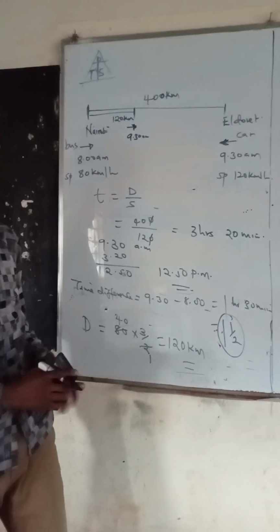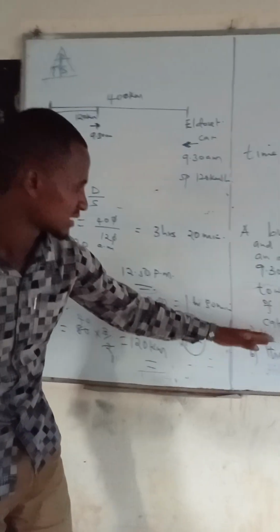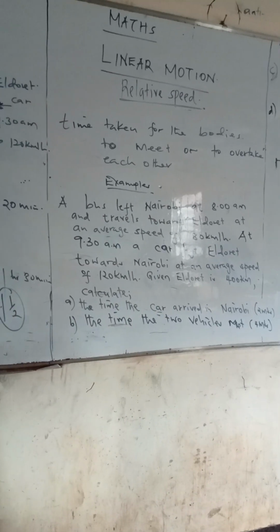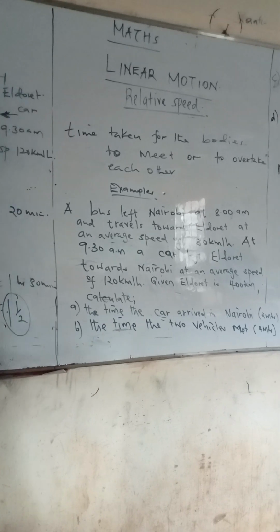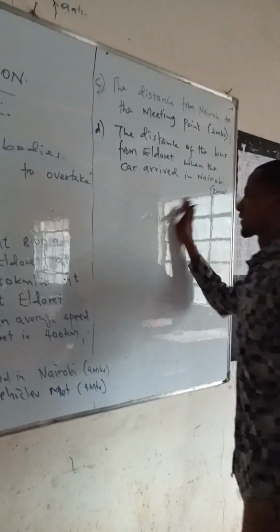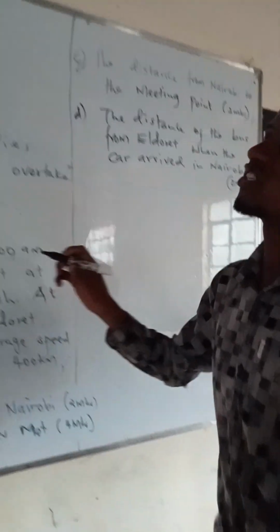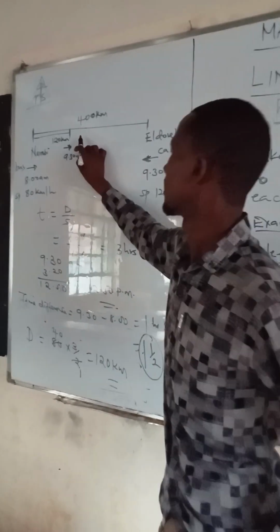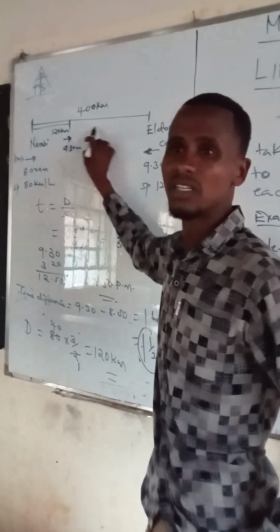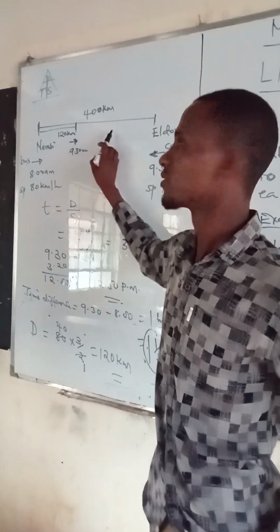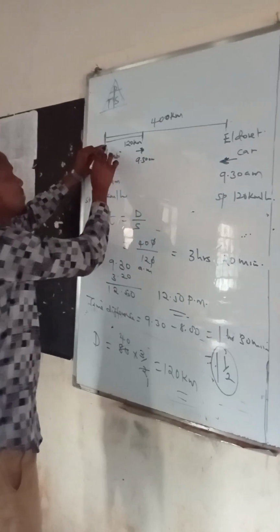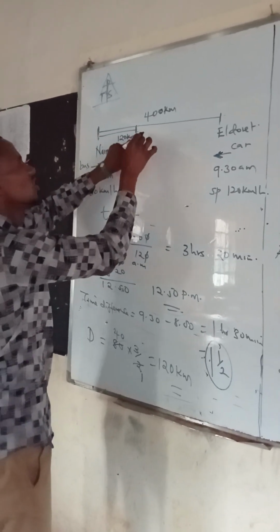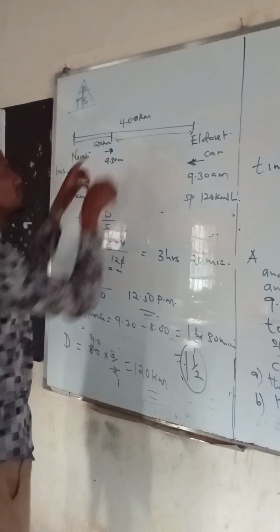And that is 9:30 a.m. Now, for us to get the time the two vehicles met, I told you that what you need to do is calculate the time taken for the bodies to meet. So how do we do that? For you to get that, you need to know the distance between the vehicles, the distance that the vehicles should bridge. Remember, from here to this point is 400 kilometers, but from here to this is 120 kilometers. So what about the distance that is between the vehicles?